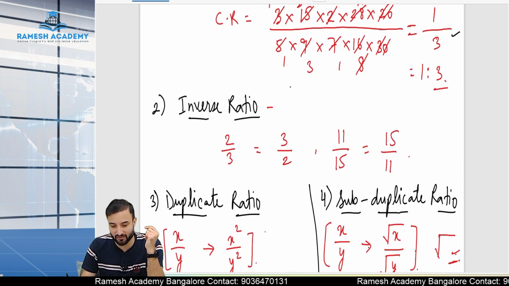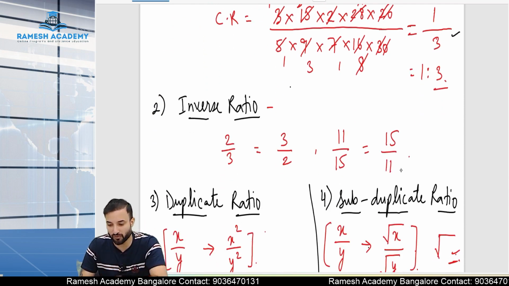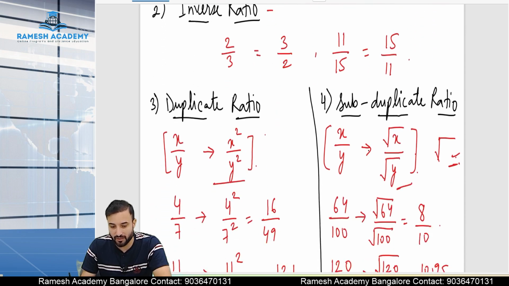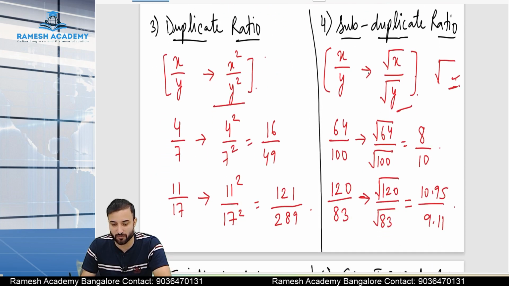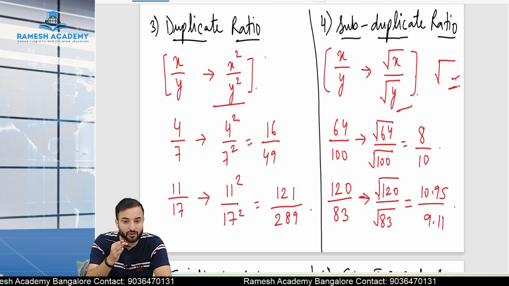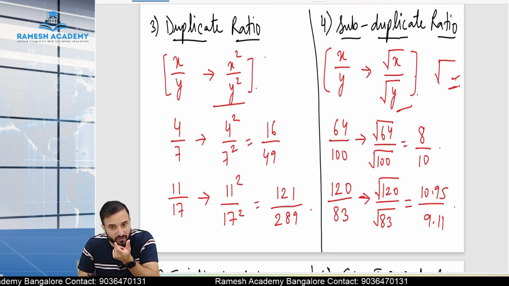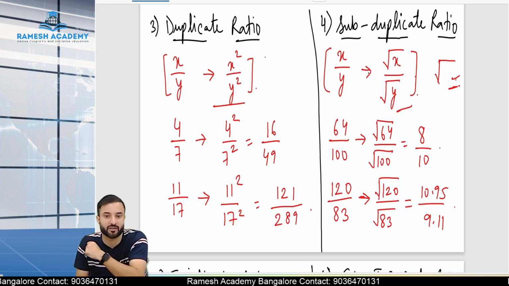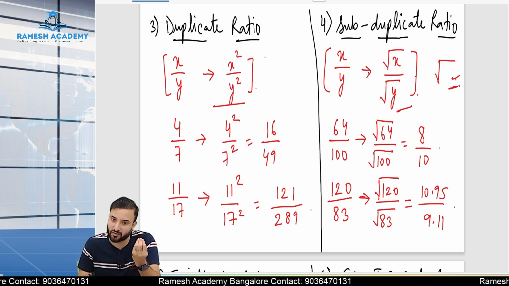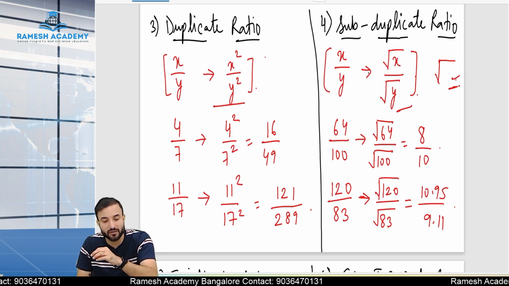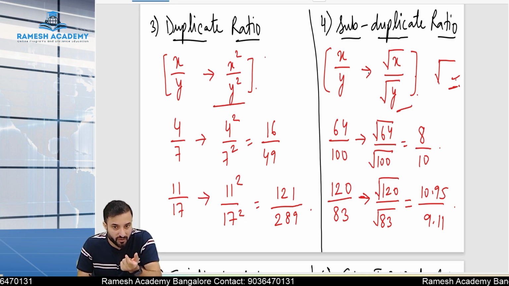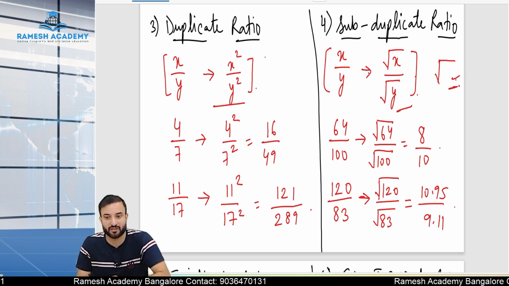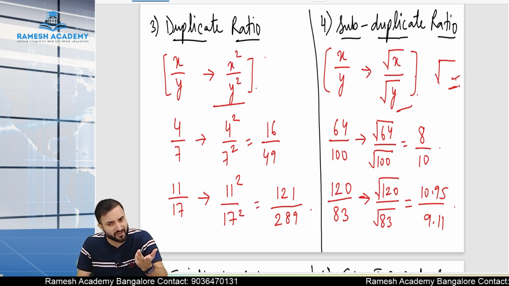Second thing is inverse ratio. We know opposite will become the inverse. Next is duplicate ratio and sub-duplicate ratio. So duplicate ratio means whatever the ratio is given, we have to do the square of that ratio. It will become the duplicate ratio. Sub-duplicate ratio means whatever the ratio is given, we have to do the square root of that ratio. So it will become the sub-duplicate ratio.